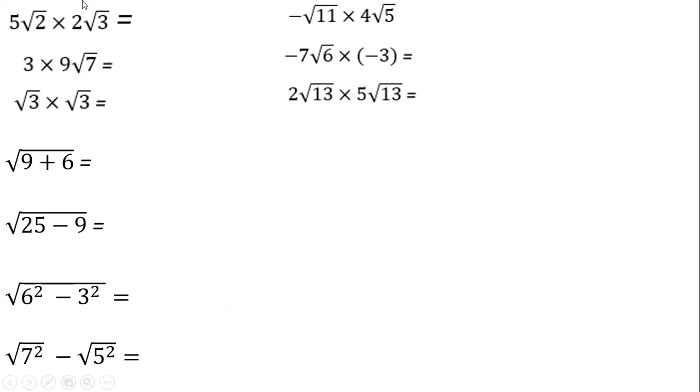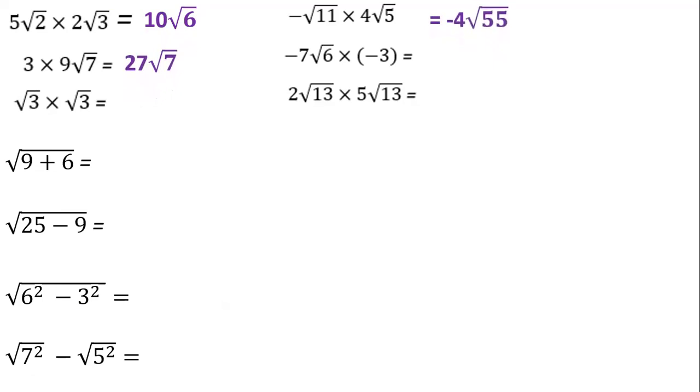Now we have 5 radical 2 times 2 radical 3. Here we have radical 2 and radical 3, different radicals. We multiply the coefficient by the coefficient and the radical by the radical. 5 times 2 is 10, so it's 10 radical 6. Now we have 3 times 9 radical 7. We are multiplying a number by a radical. So we multiply the number by the coefficient and we keep the radical as it is. 3 times 9 is 27 and we keep radical 7 as it is.